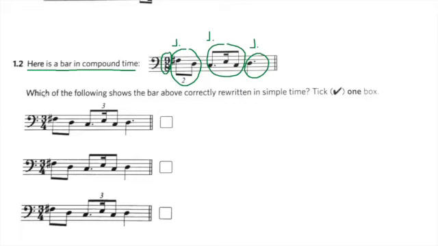So now they're asking, which of the following shows the bar above correctly rewritten in simple time? Take a look at all the time signatures, because sometimes there may be that one odd one out that doesn't quite make sense. In this case, all of them are the exact same, 3/4, 3/4, 3/4, meaning 3 crotchets in a bar. So what we're doing here is we are converting a dotted crotchet into a crotchet. So we're translating one meaning to the other.